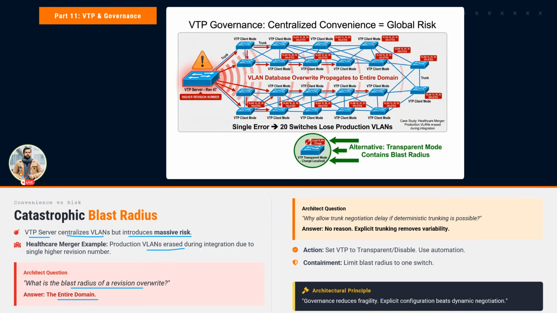What's the solution? Set VTP to transparent or disable it entirely. Use automation for provisioning instead. Contain the blast radius to one switch. Same with DTP. Why allow trunk negotiation delay if deterministic trunking is possible? There's no good reason. Explicit configuration removes timing variability. Governance reduces fragility.